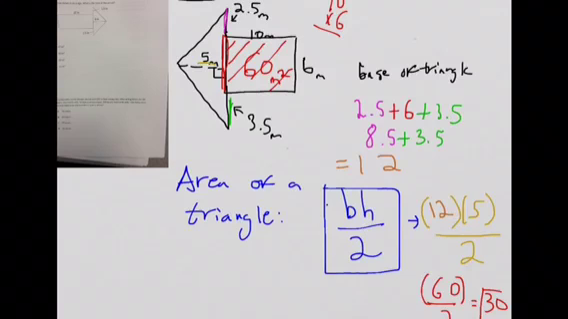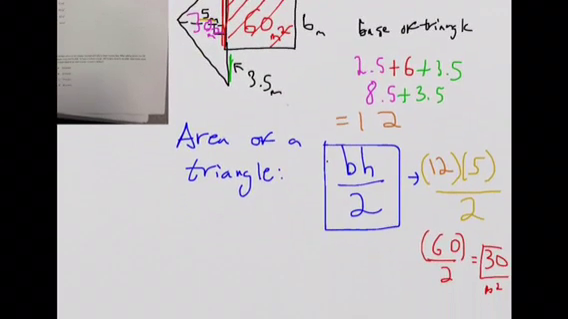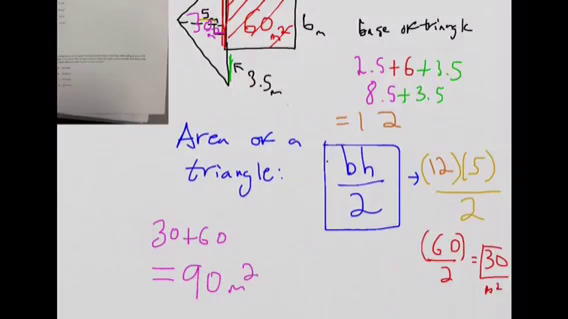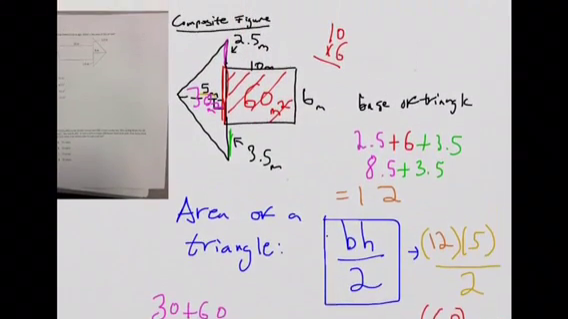And I know that, I'll draw it in pink, this is 30 meters squared. So now I just need to add up 30 and 60, which is going to be 30 plus 60 is equal to 90 meters squared for the entire composite shape.